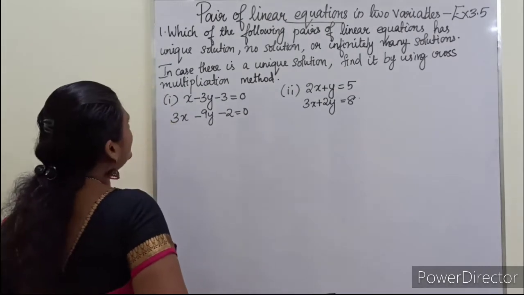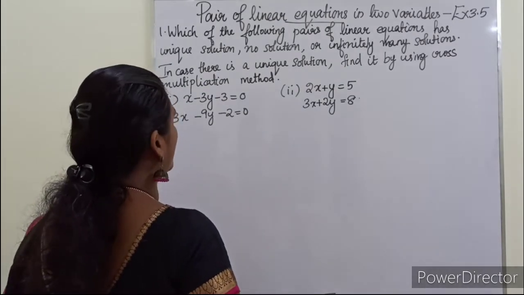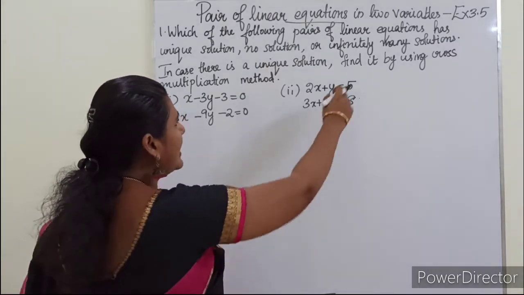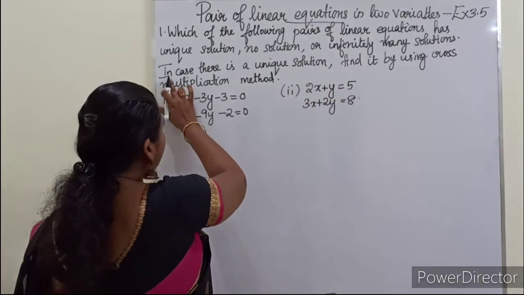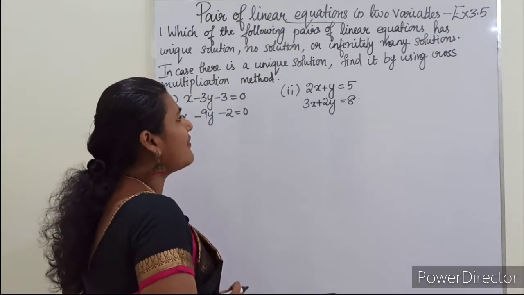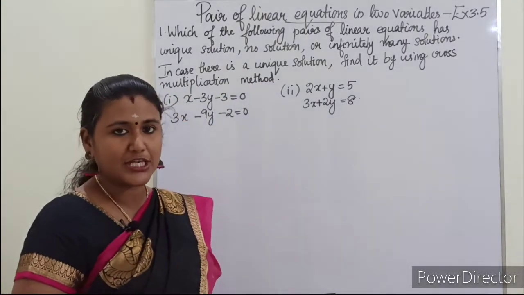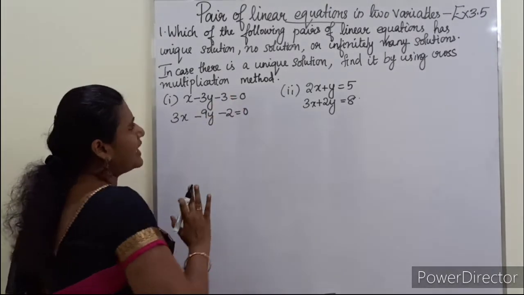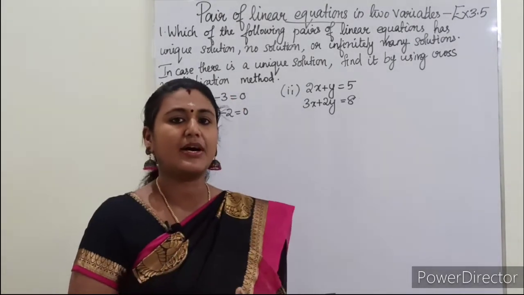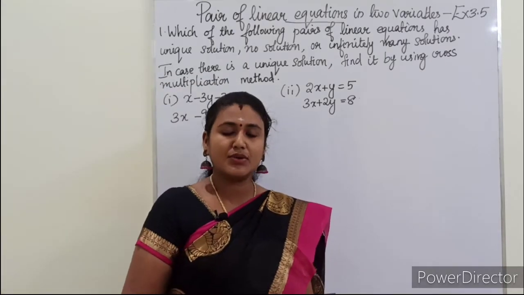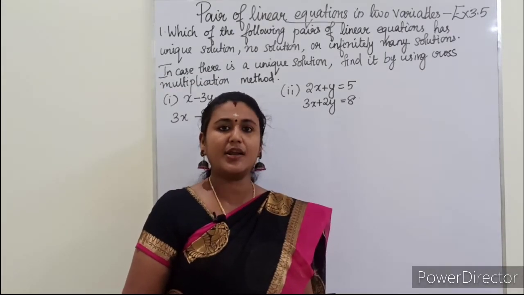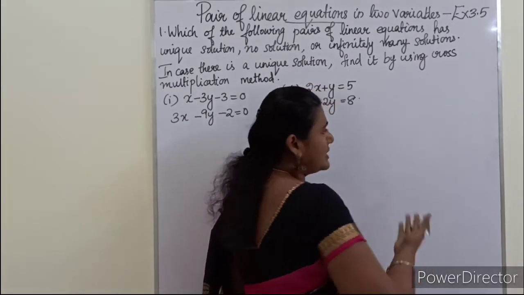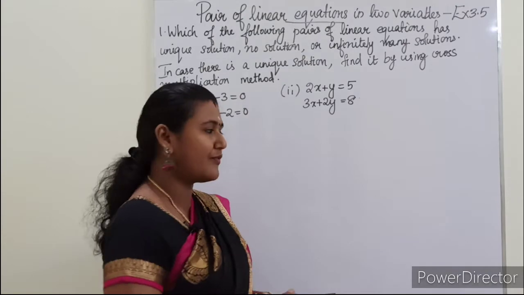The first question: which of the following pairs of linear equations has a unique solution, no solution or infinitely many solutions? In case there is a unique solution, find it by using the cross multiplication method. So here we have two tasks. First, we have to verify whether the pair of equations has a unique solution, infinitely many solutions or no solution. We have already learned the conditions in terms of the coefficients of the variables.